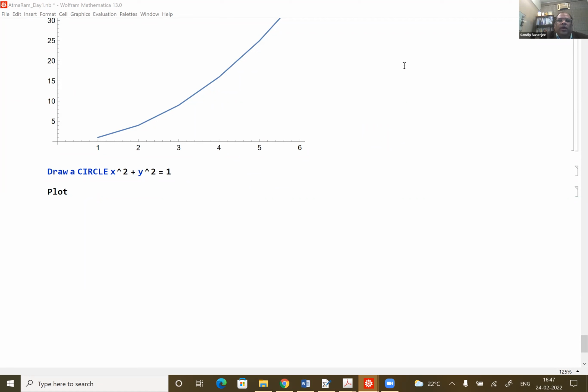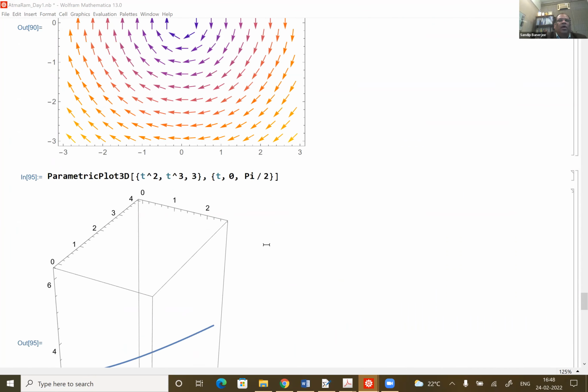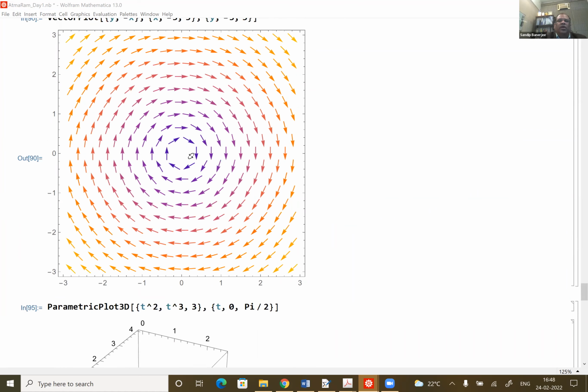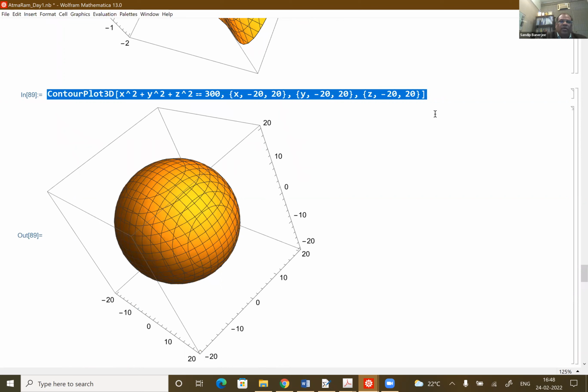It is Joined True. JOINED is for joining the points in the graph. Or there is something called ListLinePlot, which will also join the points. Yes, sir, by any means, if you construct a circle, that will do. Plot is one. Another is here, it's already there. ContourPlot3D gives the sphere.